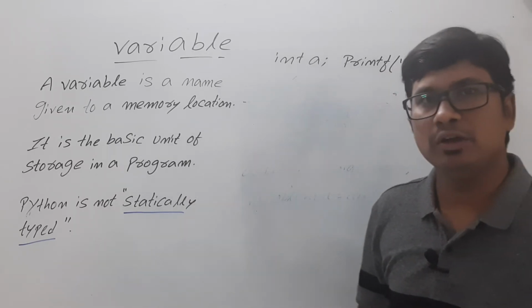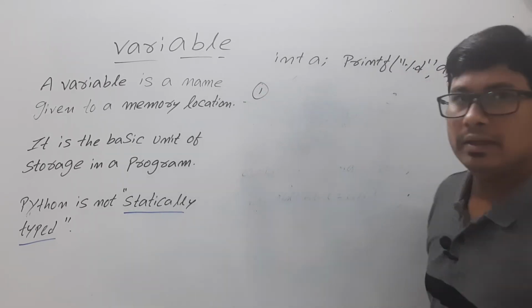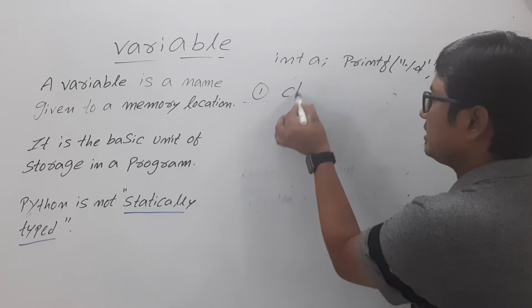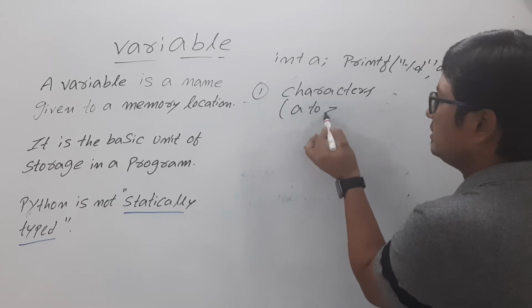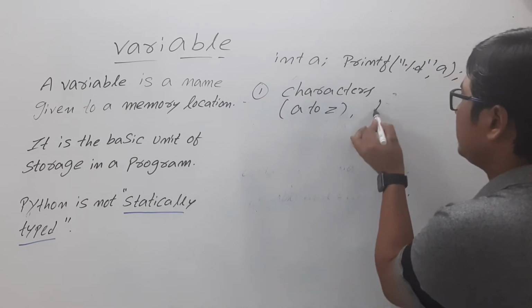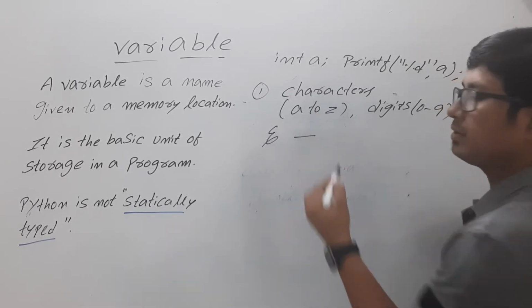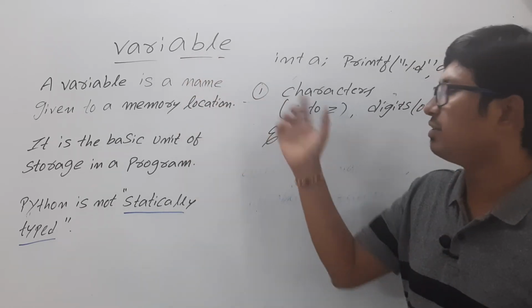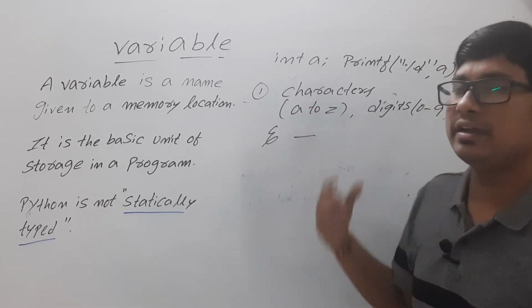Similarly, for the variable also we need to follow certain rules. The first rule is that the variable name should consist of a combination of characters. It is a combination of characters from A to Z, whether capital A to capital Z or small a to small z, and digits from 0 to 9 and underscore. No special symbols are allowed whenever you want to use a name for the variable. So a variable is a combination of characters, digits and underscore.